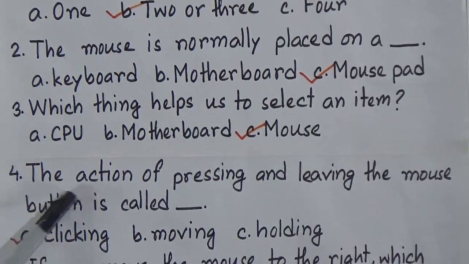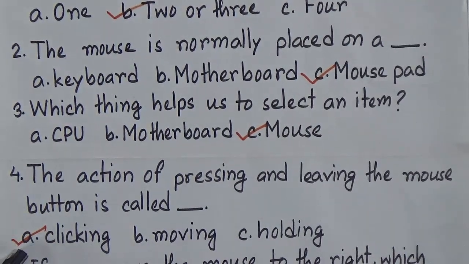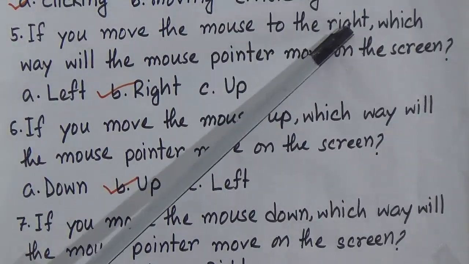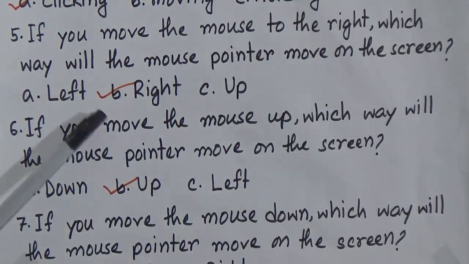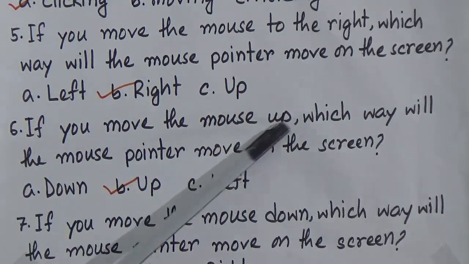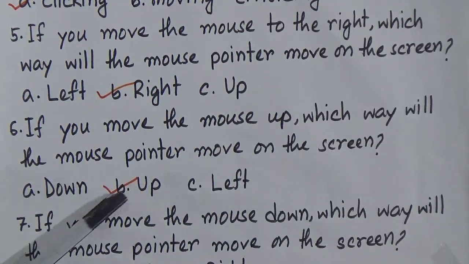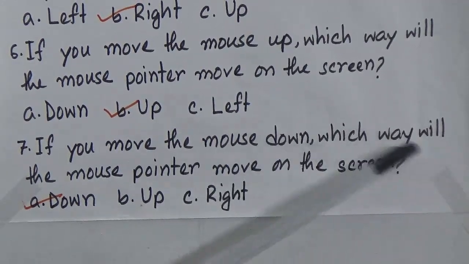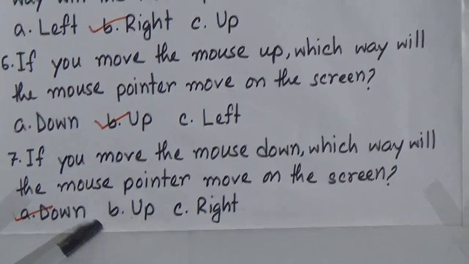And number 4, the action of pressing and leaving the mouse button is called dash. And the correct answer, option A, clicking. Number 5, if you move the mouse to the right, which way will the mouse pointer move on the screen? Correct answer is option B, right. Now, number 6, if you move the mouse up, which way will the mouse pointer move on the screen? Option B, up. Number 7, if you move the mouse down, which way will the mouse pointer move on the screen? Correct answer, option A, down.